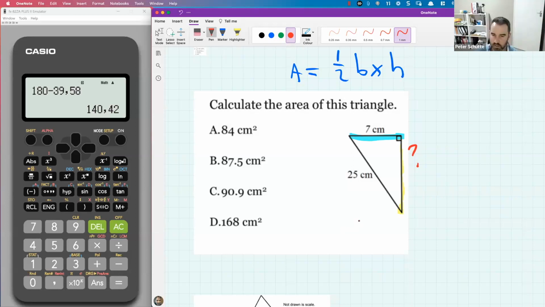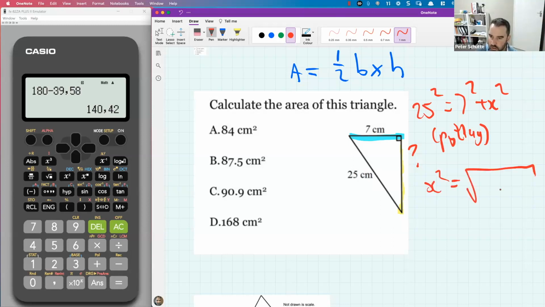Hi, sir. We use Pythagoras, and then we're gonna say 25 squared is equal to 7 squared plus the missing one. Whatever we get, we're gonna subtract it from 625, and then we find the answer, which is 24. So the height is 24. Then we're gonna say half of 24 times 7. You definitely know your stuff.